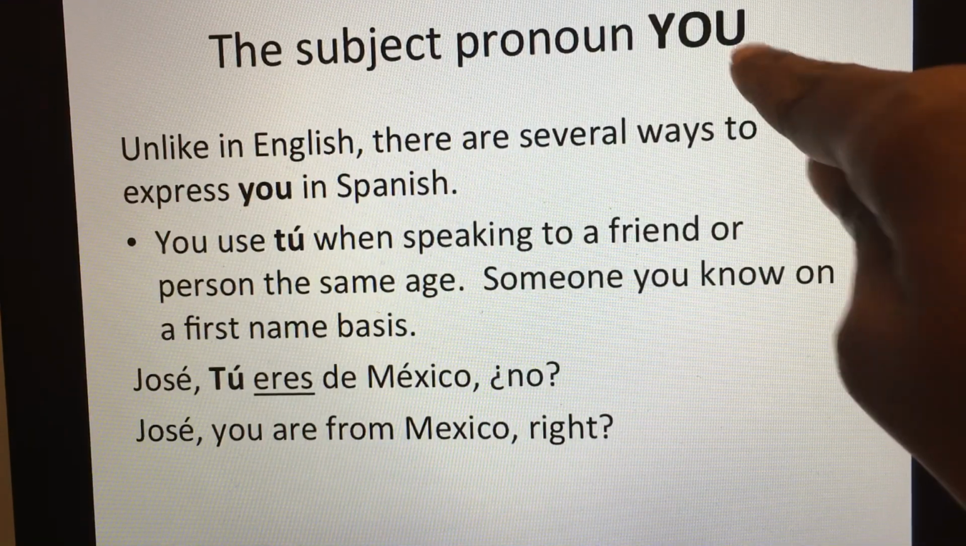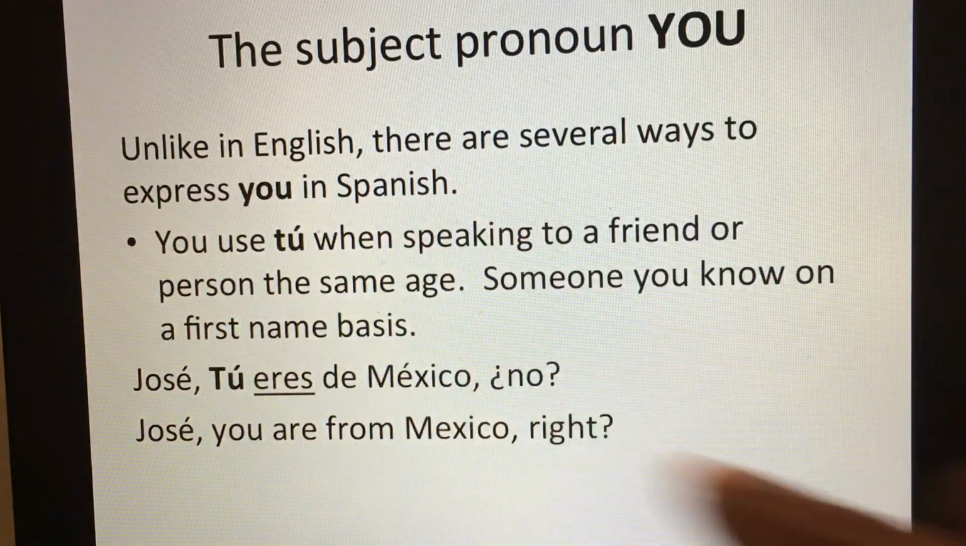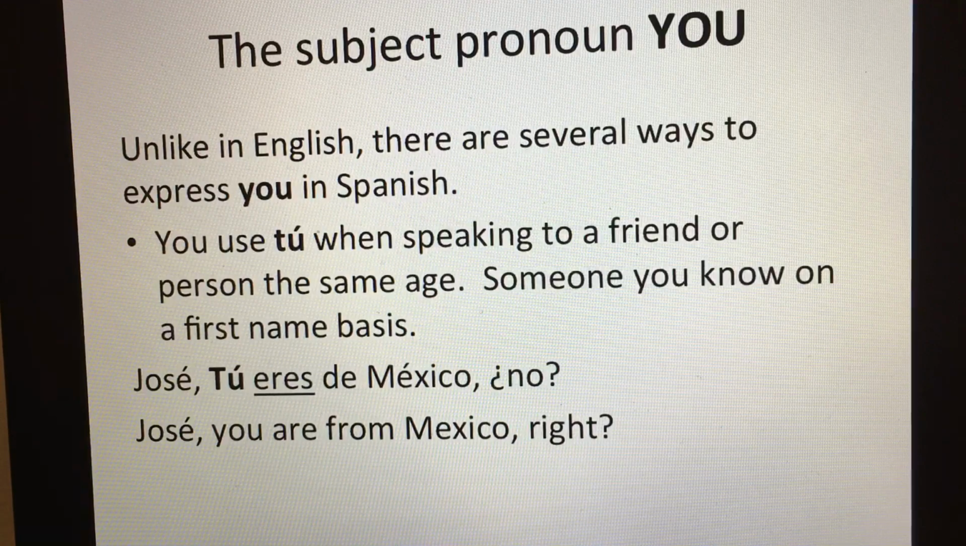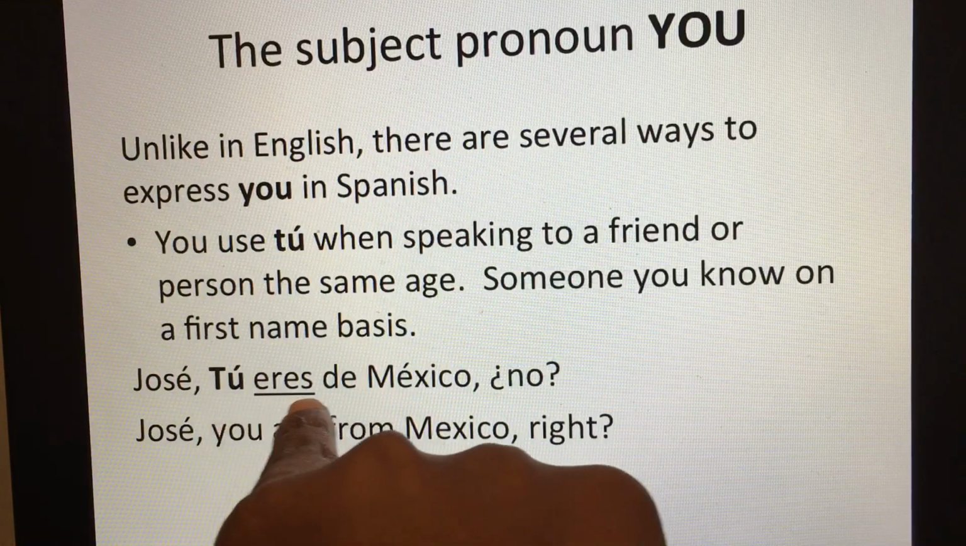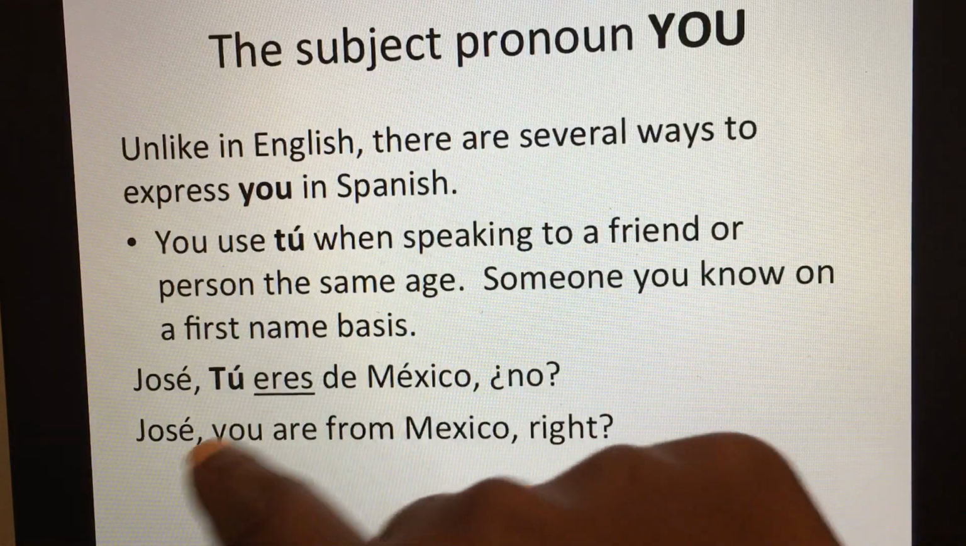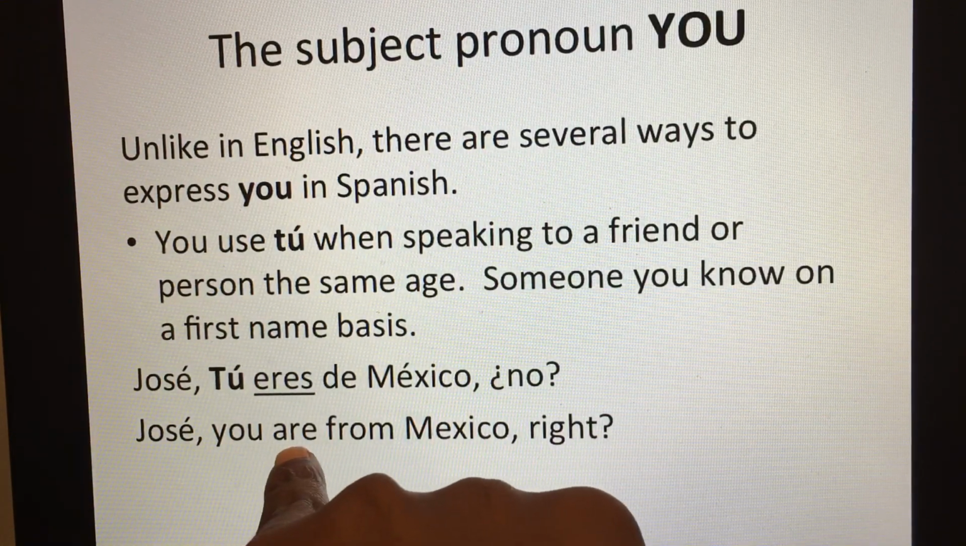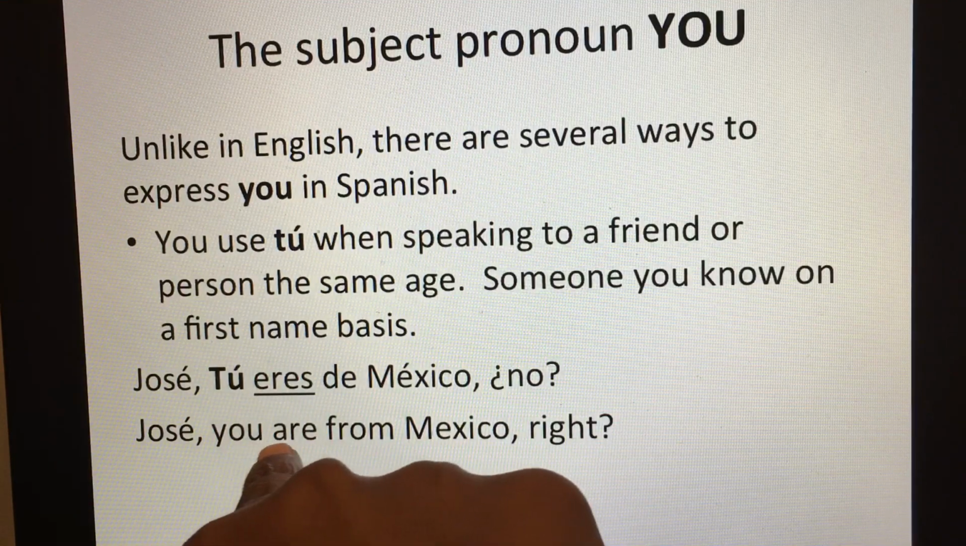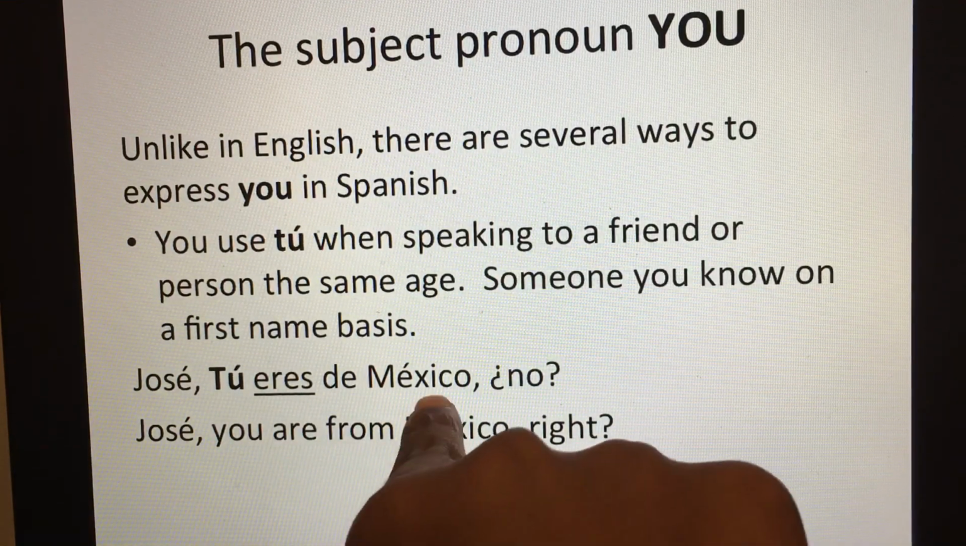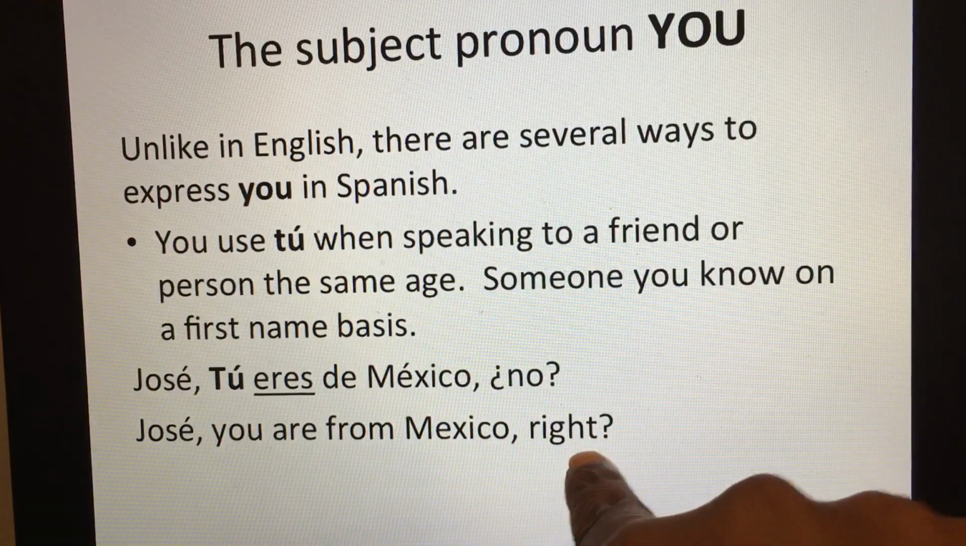The subject pronoun you. Unlike in English, there are several ways to express you in Spanish. You use tú when speaking to a friend or a person the same age, someone you know on a first name basis. So I see Jose as I walk down the street and I say, Jose, tú eres de Mexico, ¿no? What have I said? I called out his name, first name basis, Jose. You are, that's what eres means, you are from Mexico, right?